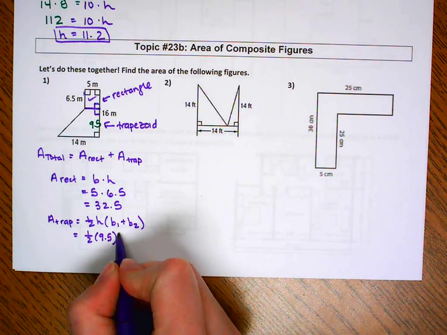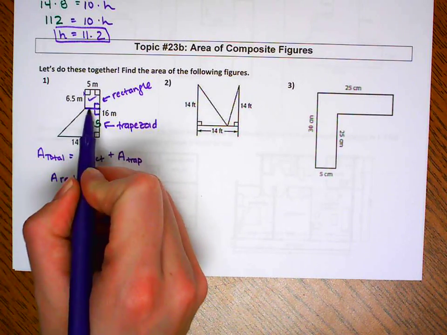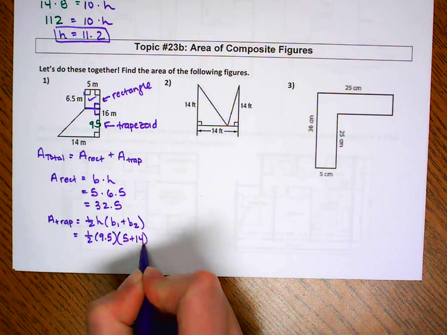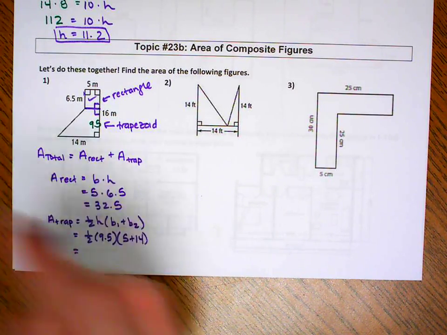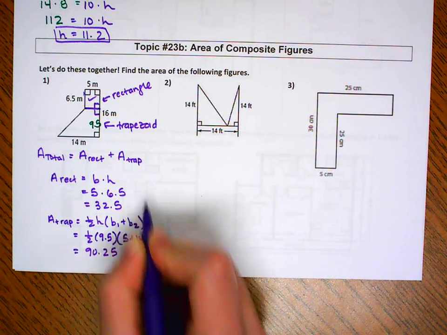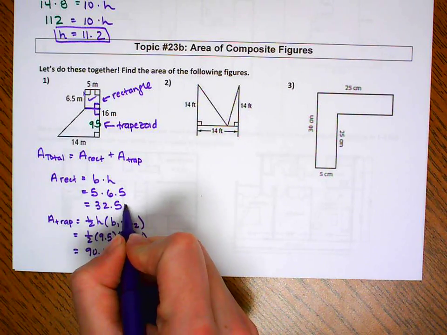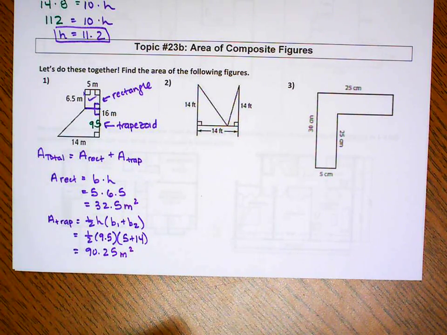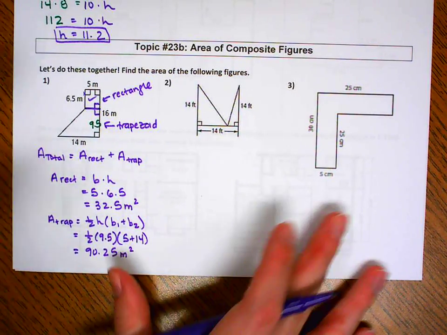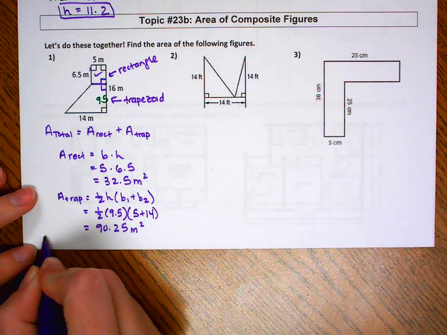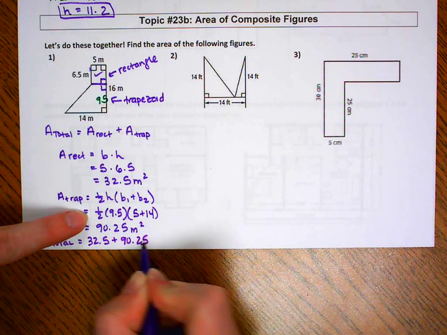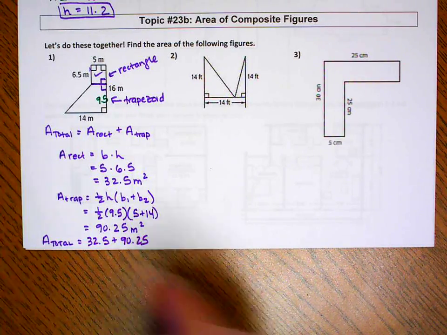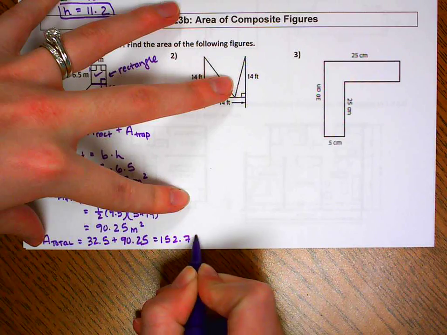And now I'm going to add the two bases together. So this base for the trapezoid is going to be 5. This base is 14. So if I plug that into my calculator, I get 90.25. And this has all been in meters. So my lengths are meters, so my unit is going to be meters squared. Okay. So now I can do my total area. Running out of space here. It is going to be the area of the rectangle plus the area of the trapezoid. And I get 152.75 meters squared.